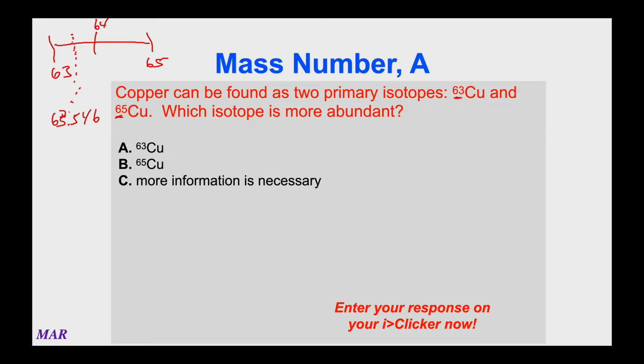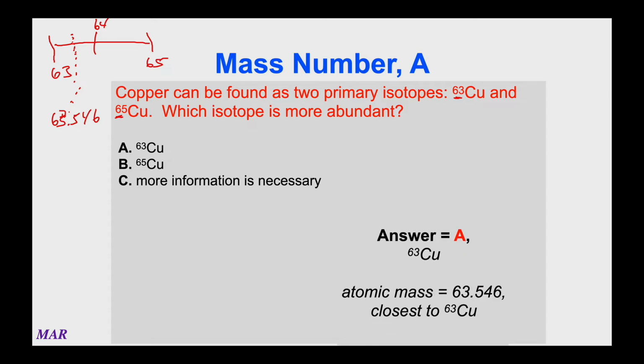63.546 is certainly closer to 63 than it is to 65. And that must mean then that copper 63 is more abundant. And in Chem 221, we did a problem where we actually calculated the percentages. If I recall correctly, copper 63 was about 70% of all copper, and copper 65 was about 30%. You can look these numbers up on Google to see that that's about what it is. But the important part is that the molar mass gave you a hint as to which was the more abundant isotope. And in this case, it's certainly copper 63.